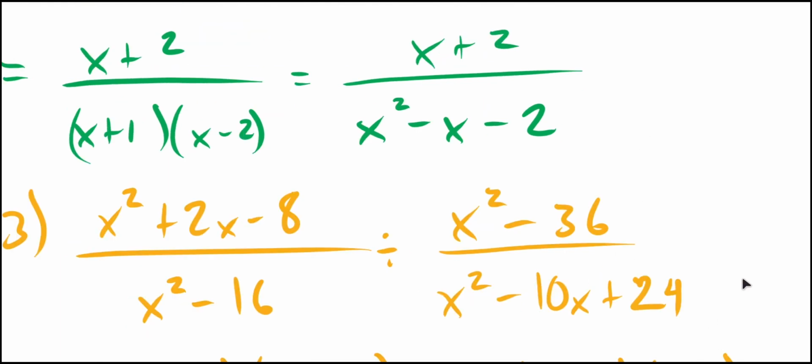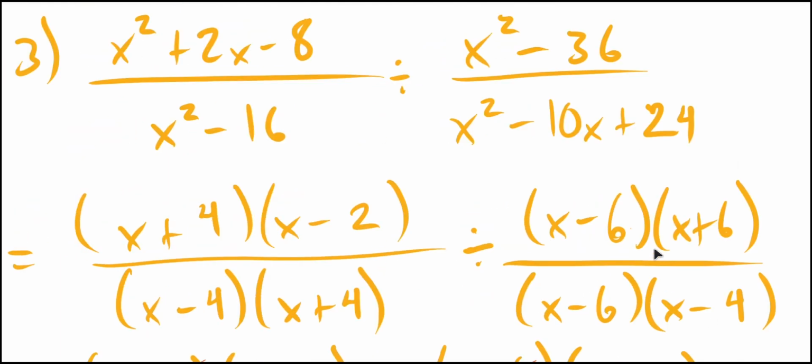Finally, let's look at this division problem. The first thing I would do is factor everything. So let's write this as factors. x squared plus 2x minus 8, right, turns into an x plus 4 and an x minus 2. I would expand to give this. This is difference of squares again, so x minus 4, x plus 4. Another difference of squares, x minus 6, x plus 6.